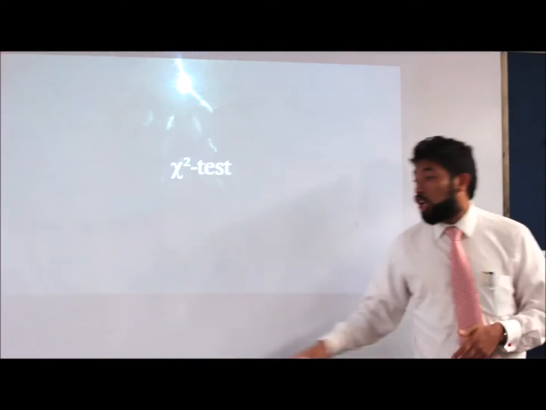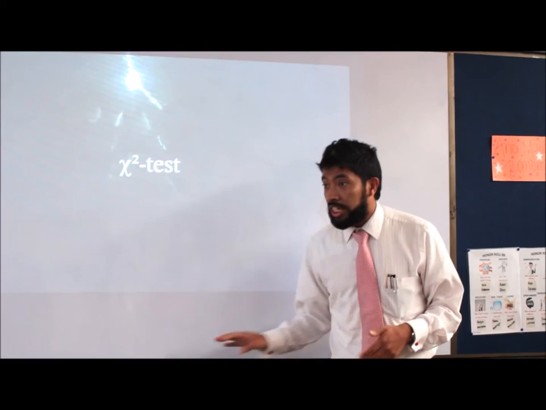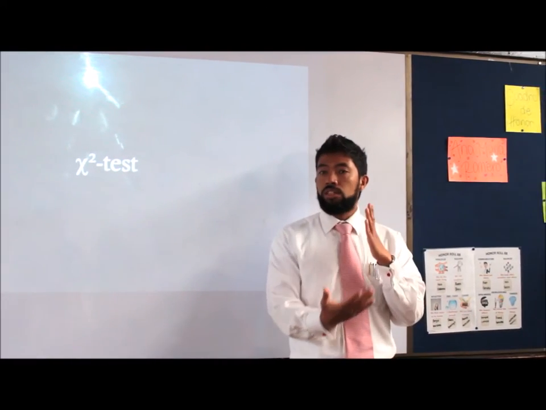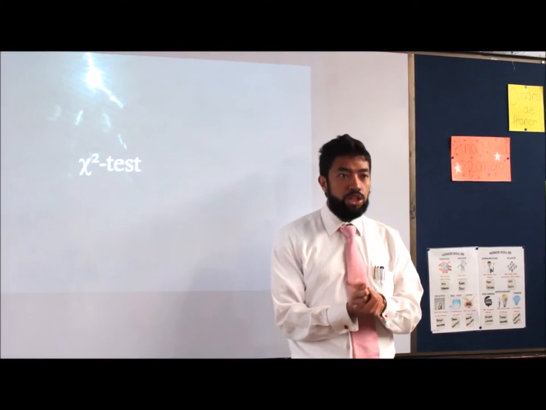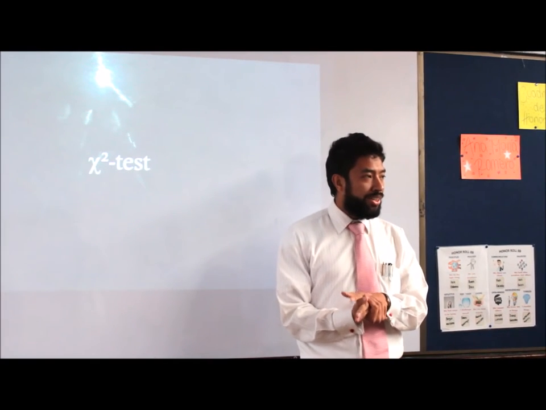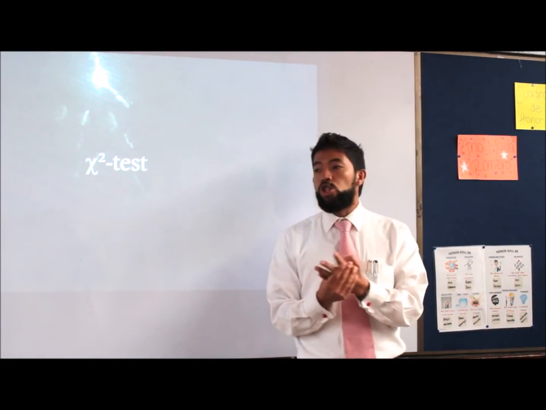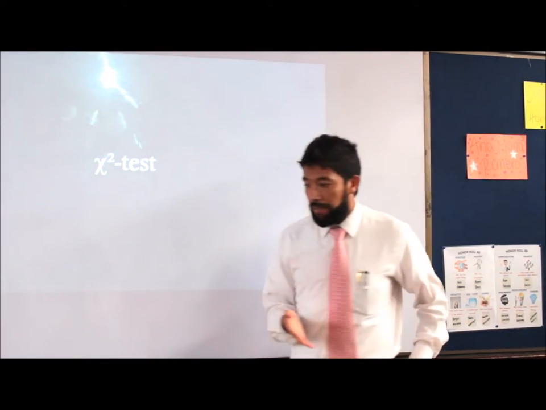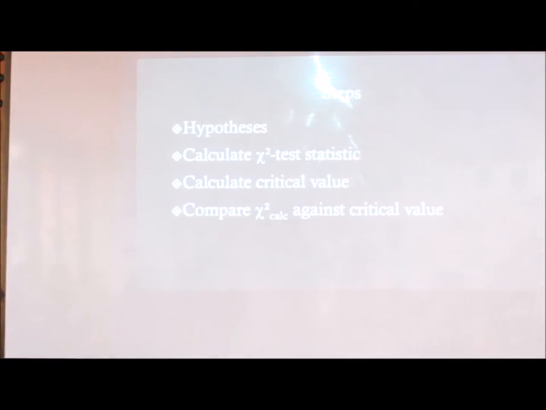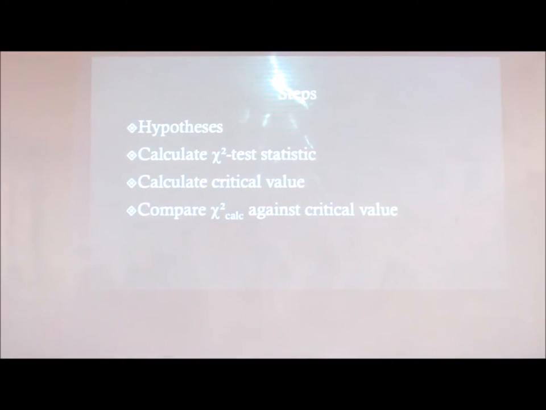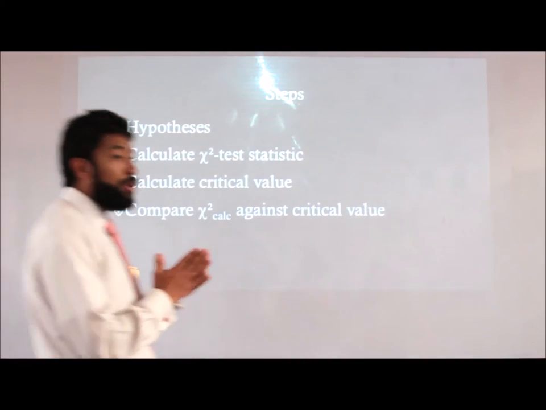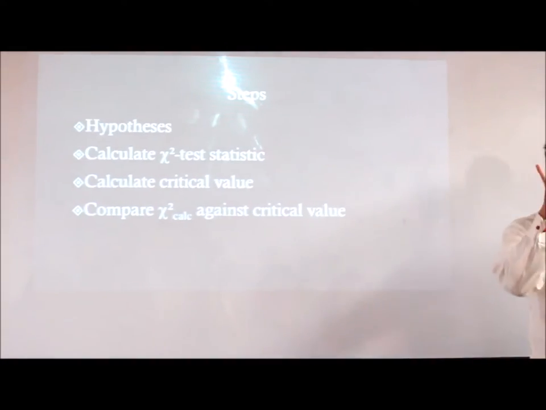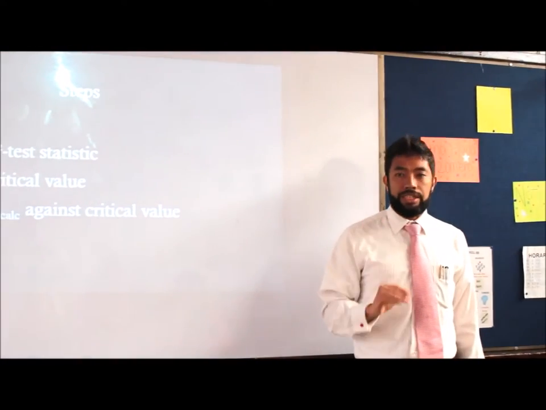The chi-squared test. As we talked about in the previous class, the chi-squared test is a statistical test used to determine the independence or non-independence of a pair of variables, okay? In order to do that, we're going to remember the steps. When you perform a chi-squared test, there are four main steps you must accomplish.